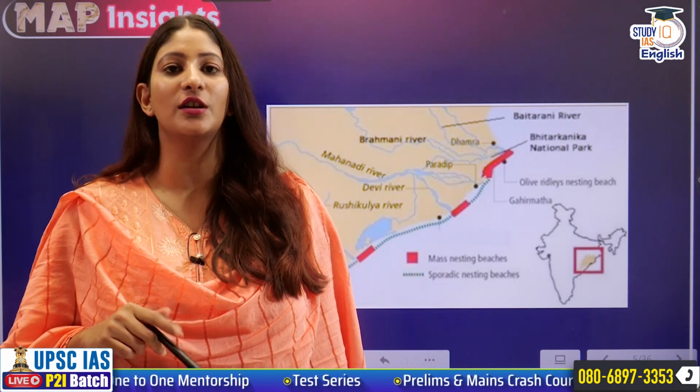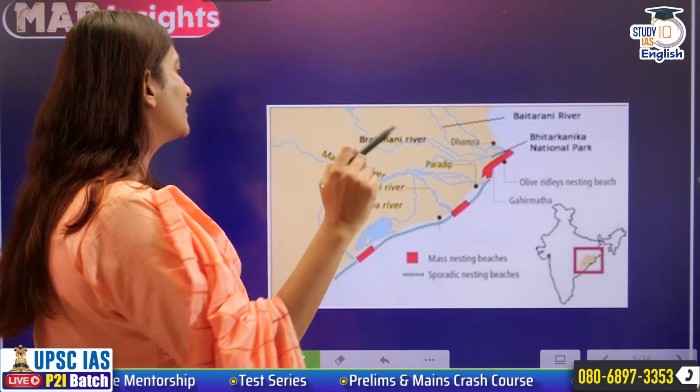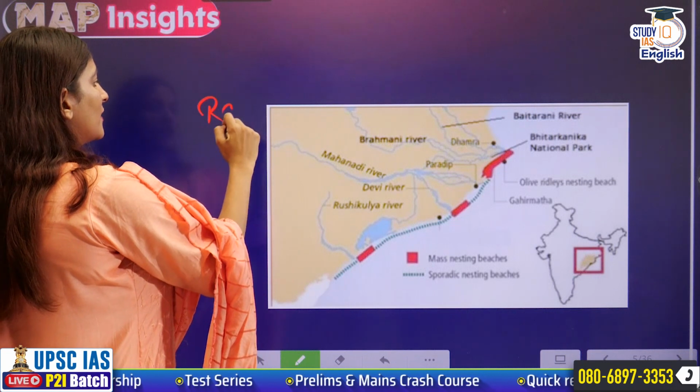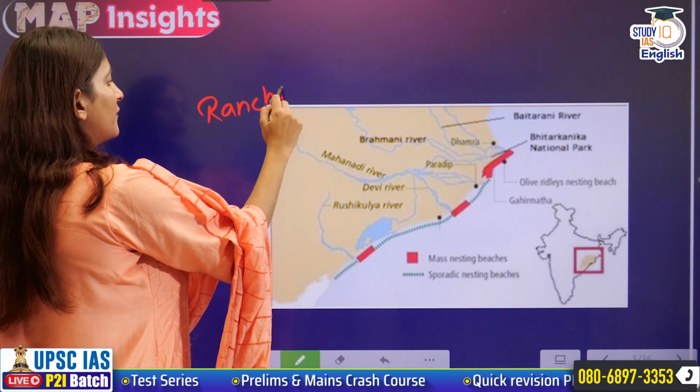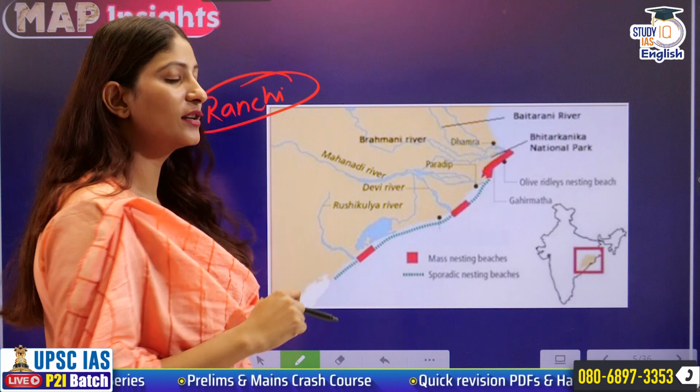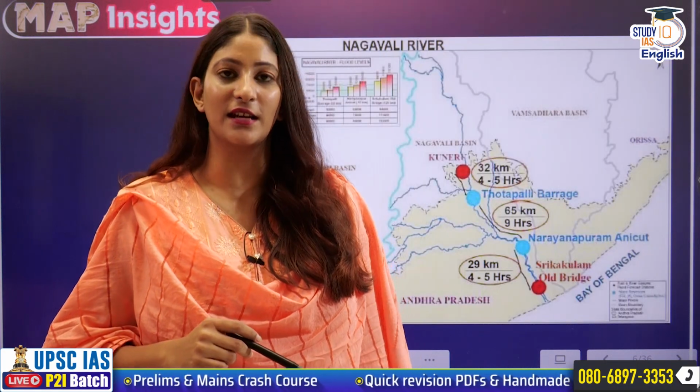If we talk about the Brahmani River, it doesn't rise from the Eastern Ghats. It rises as South Koil. It is also known as South Koil. And it emerges from Ranchi of Jharkhand. Alright, Ranchi. And this is enough for us to understand that it does not emerge from the Eastern Ghats.